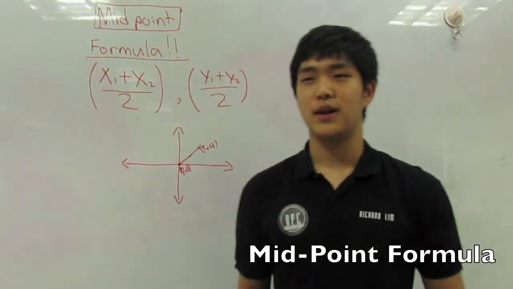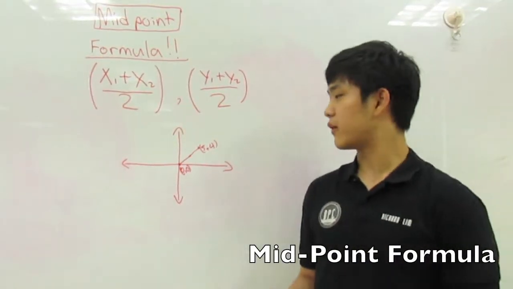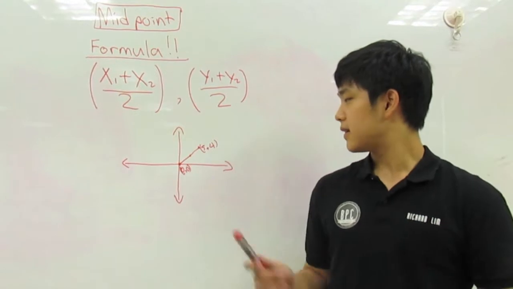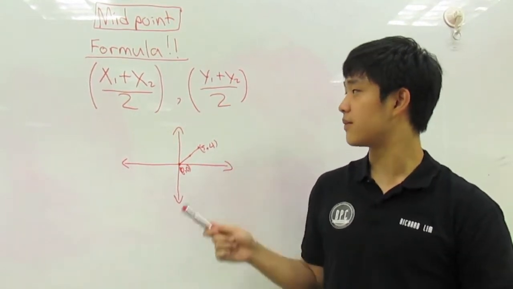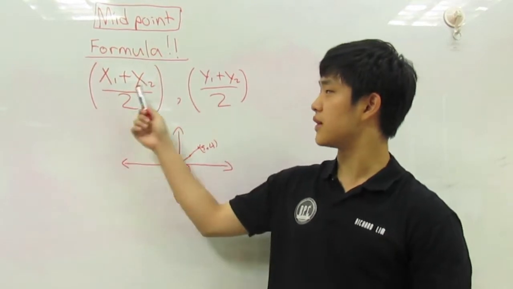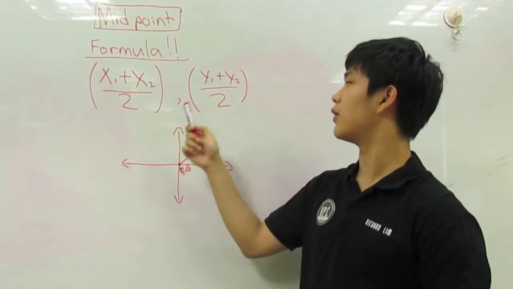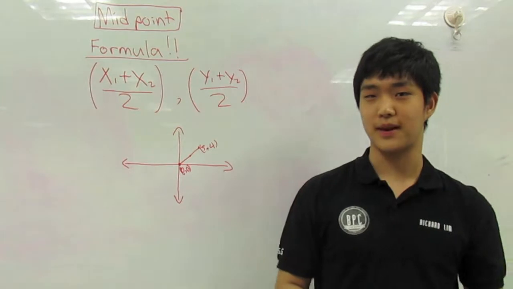So today I'll explain the key concept for the midpoint formula. The key idea is to find the midpoint from one point to another. The formula is (x1 plus x2) divided by 2, comma, (y1 plus y2) divided by 2.